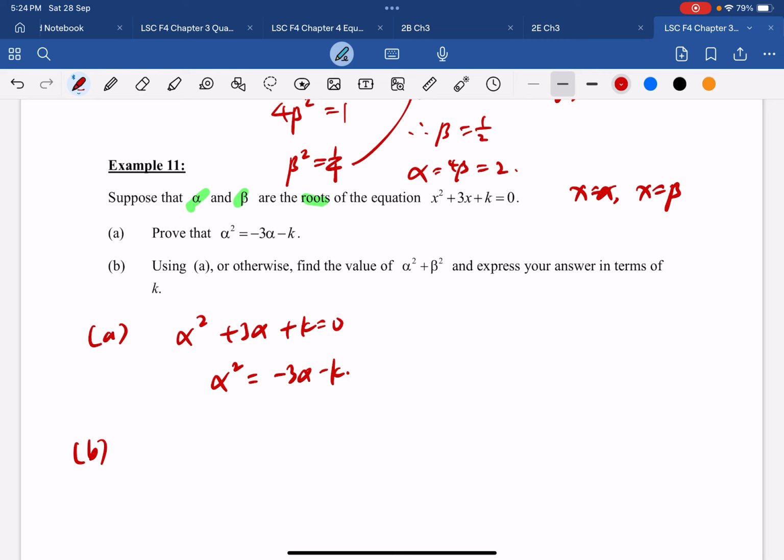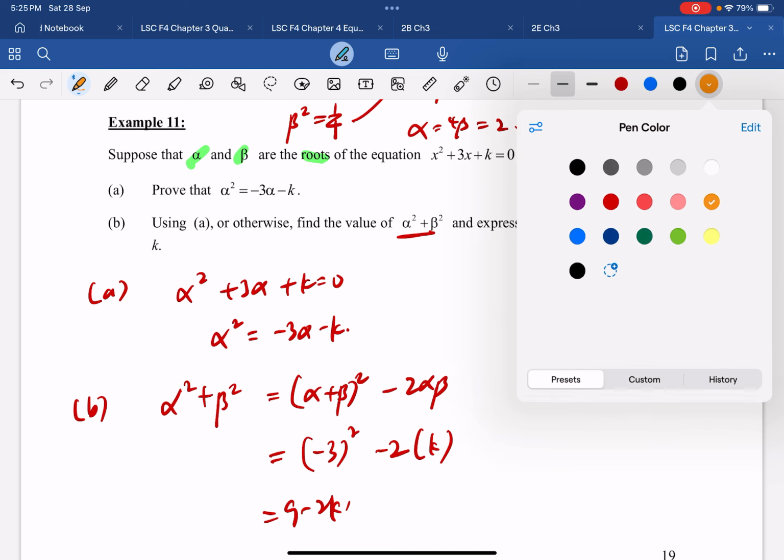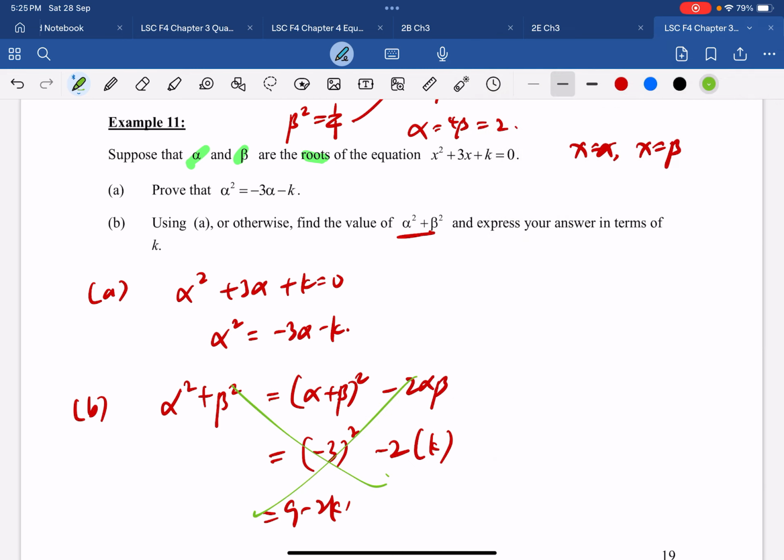So, let's try part B. They ask you to find alpha squared plus beta squared. Wow, you're very excited because you already know the formula: alpha plus beta squared minus 2 alpha beta. Alpha plus beta, sum of roots, is negative 3 in this case. Product of roots, alpha beta, is k. So this one is the answer, right? Okay. Remember, this one is wrong, because the question asks you to use the result of part A. You didn't use the result of part A at all if you do it like this.